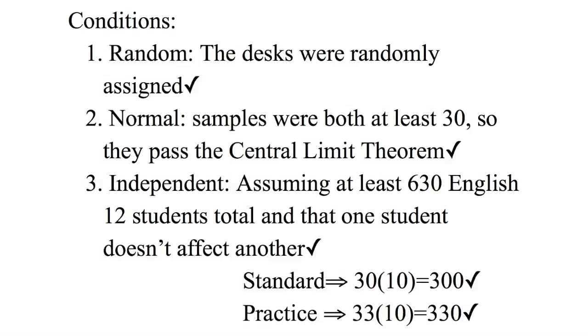Before we carry out the test, we need to check conditions. First, we need to see if it was random. The desks were randomly assigned, so that condition is met. Next, our normal condition was met since both samples were at least 30, so they passed the central limit theorem. Lastly, for independence, our 2 samples were both 30 and 33, so we need to assume that there are at least 630 seniors total, so that our sample sizes are less than 10% of the population. In addition, we need to assume that one senior does not affect another.